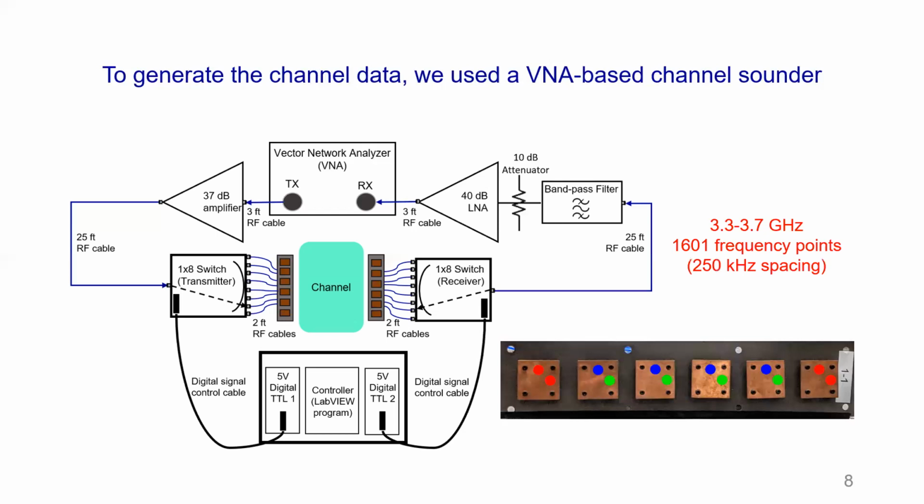In terms of frequency samples, 1601 frequency points were used for the 3.3 to 3.7 GHz frequency band. In this presentation, we consider measurement at every different frequency point to be a different sample, although the performance may vary a little bit between frequencies within the selected 400 MHz band.